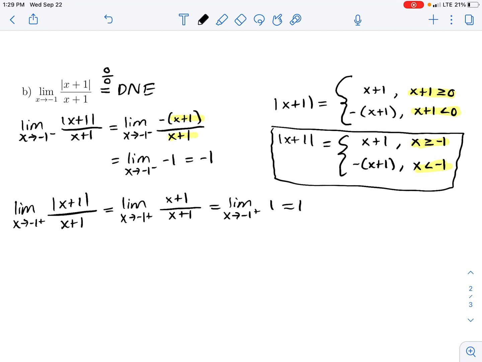Alright, I know that you're seeing a pattern where it seems like whenever there's absolute value, the limit doesn't exist. That's not necessarily true. So you do need to do this process out, even though for a lot of the problems it seems like that's the case.